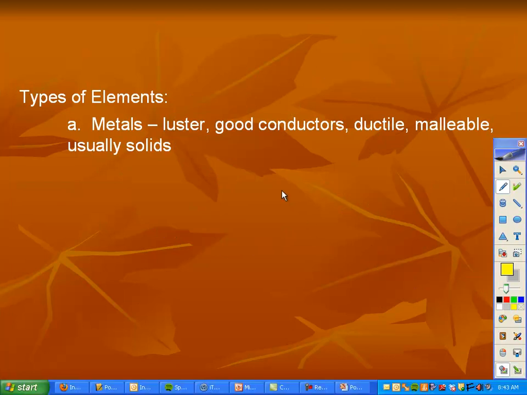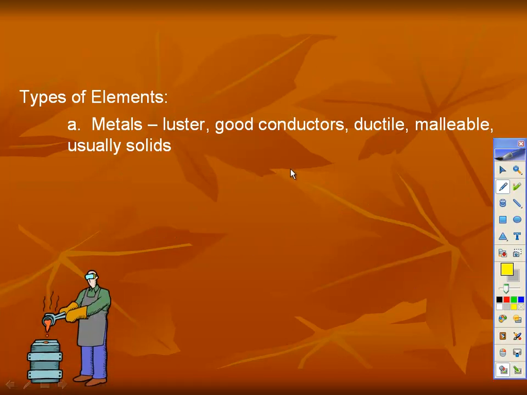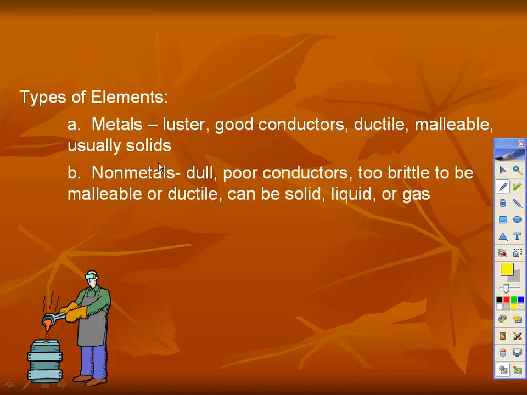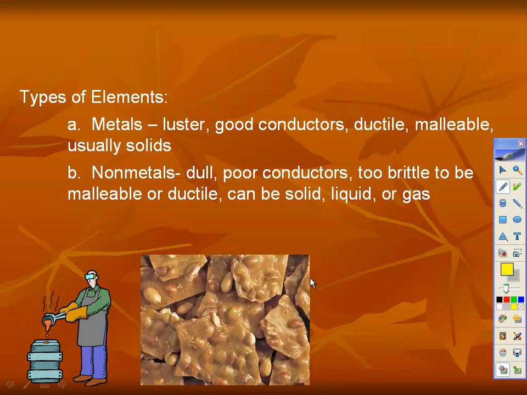In addition to metals, we have non-metals. Oh, there's some metal forging happening. Non-metals are pretty much the opposite of metals. They are dull, they don't conduct very well. They're too brittle to be hammered into a thin sheet. They just kind of break into a bunch of pieces. Similarly, they're not going to be able to be pulled into a wire. And they can be any phase: solid, liquid, or gas. Oh, there's some peanut brittle for brittle.